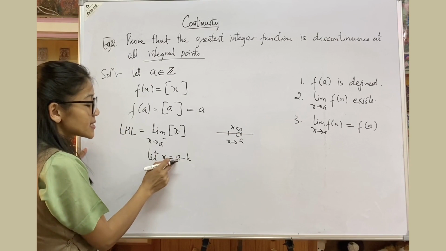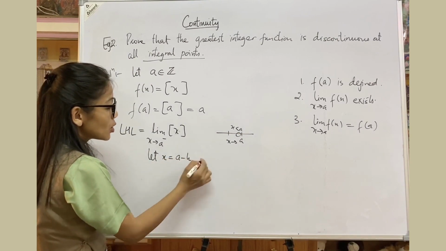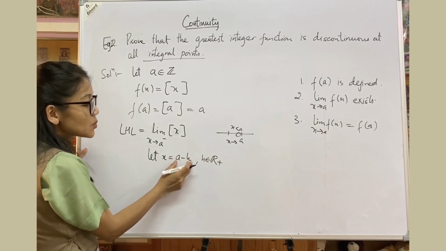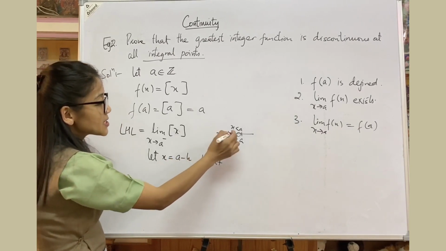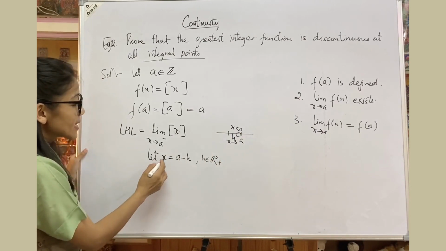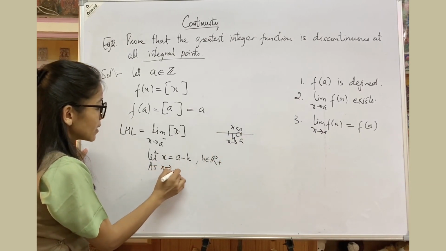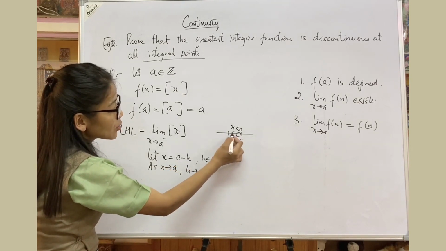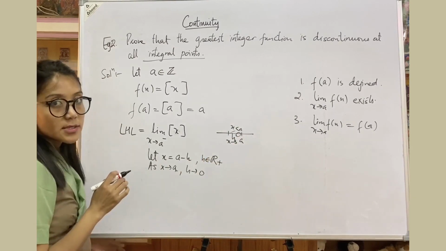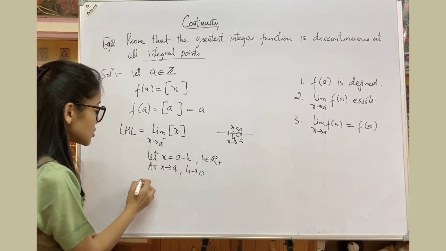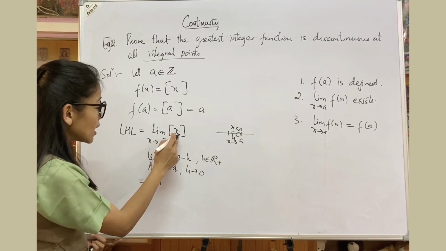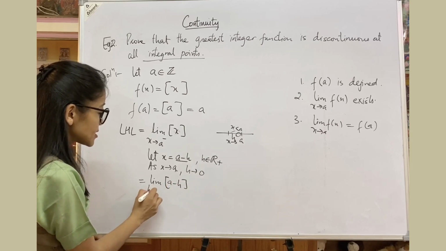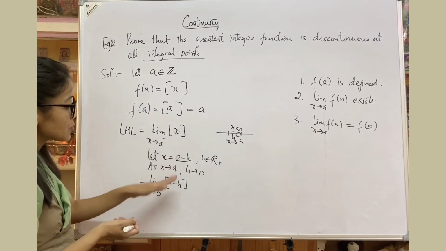We are showing that x is less than a, so I'm subtracting a small positive real number h from a, which means this difference will always be less than 1. And h is the length of the interval. So as x tends to a, h will tend towards 0. As x tends to a, the length of the interval decreases and tends towards 0. So after substitution, I get the limit of the greatest integer function of a minus h, as h tends to 0.